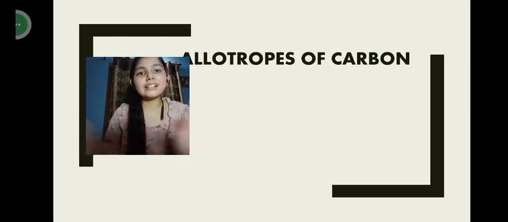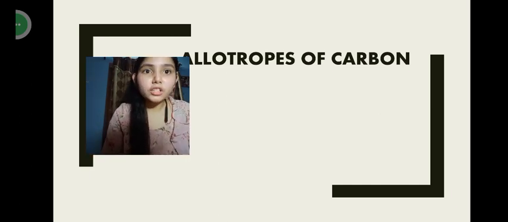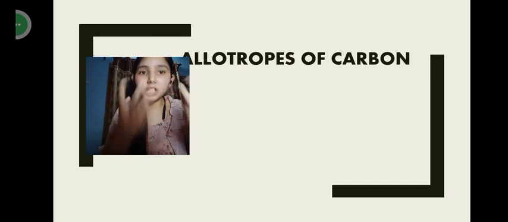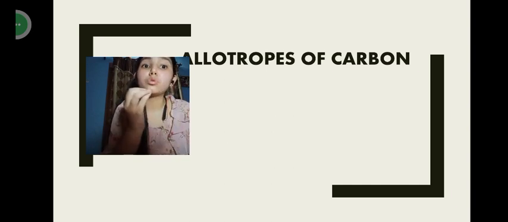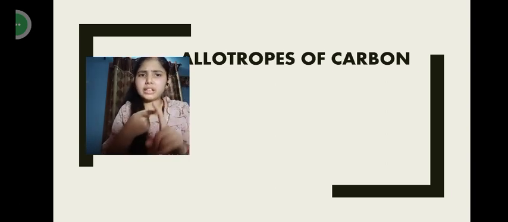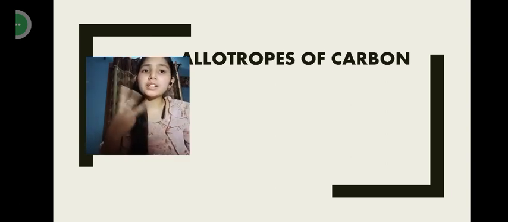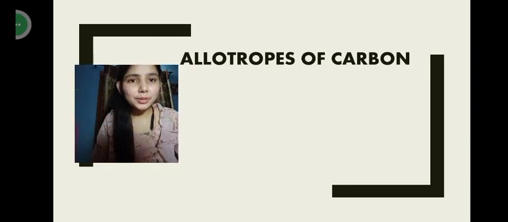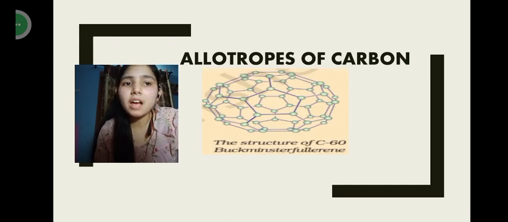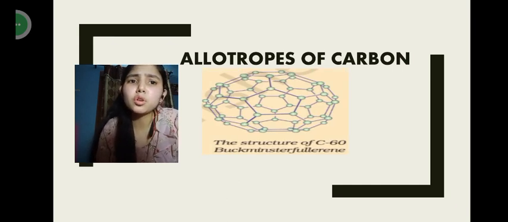So let's end the class. No, there is one more allotrope we have to discuss. We have promised to teach you three allotropes of carbon. We have done two, diamond and graphite. What is the third one? The third one is fullerenes. I had never heard of that, and I'm sure you haven't either, but we will discuss it together.